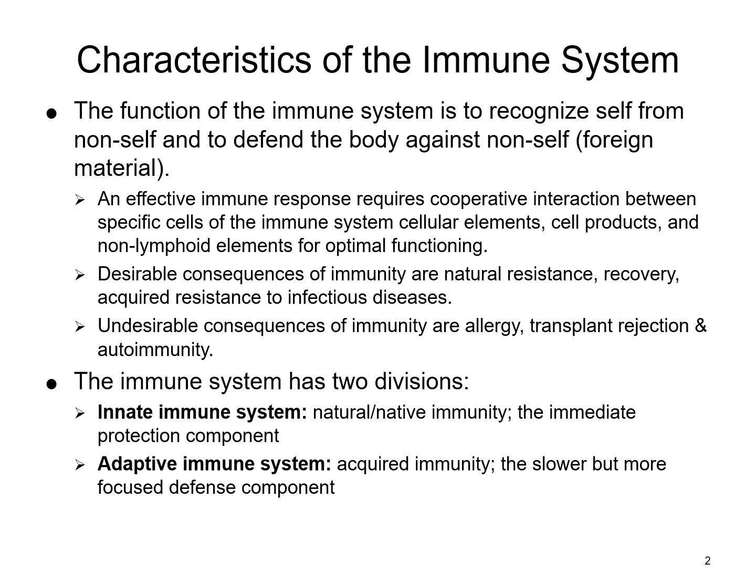Now, the overall immune system itself can be divided into two parts. You have innate immunity, or natural immunity, native immunity, inborn immunity. And this provides your immediate protection component. And then we also have adaptive immunity. This particular type of immunity is slower and has a more focused defense component to it, where it targets something specifically.